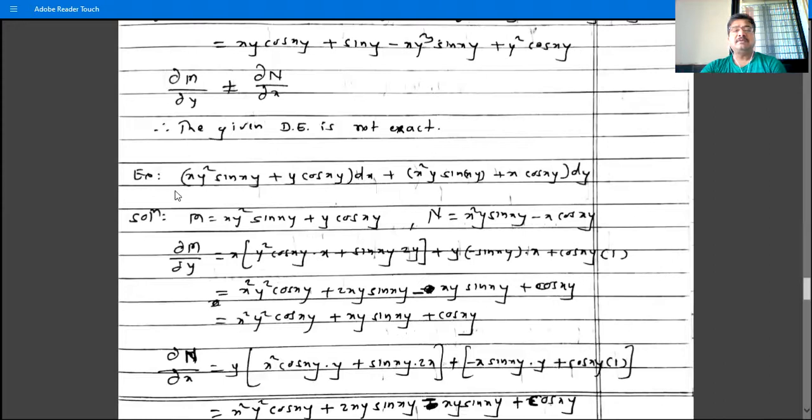The next problem is x y square sin(xy) plus y cos(xy) dx plus x square y sin(xy) plus x cos(xy) dy. Okay, so here again we have to determine whether this differential equation is an exact differential equation, and if yes, then we have to find its solution. So compare this equation with the standard differential equation M dx plus N dy is equal to 0, right?